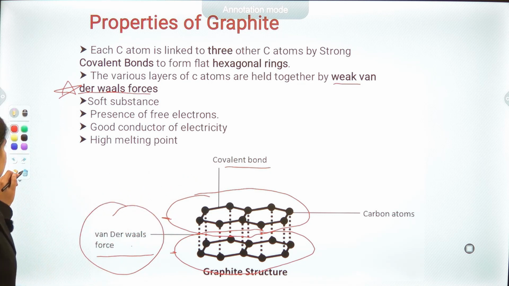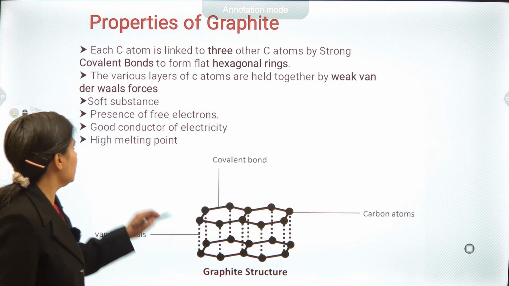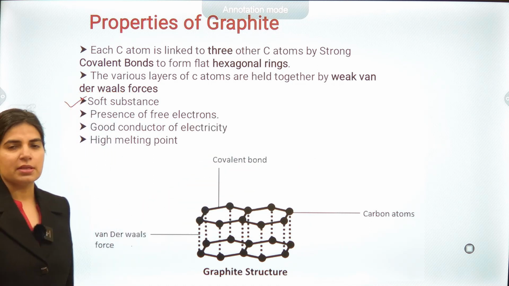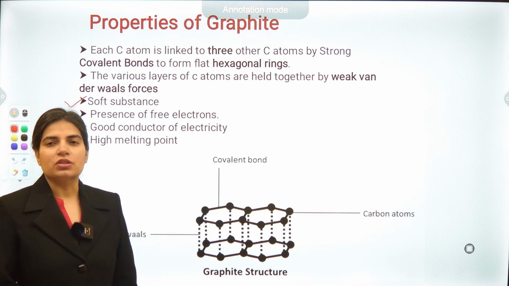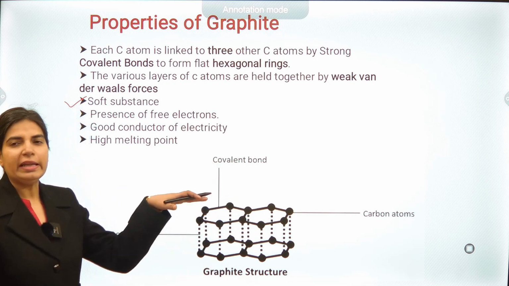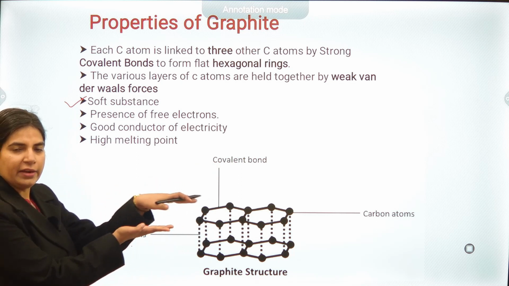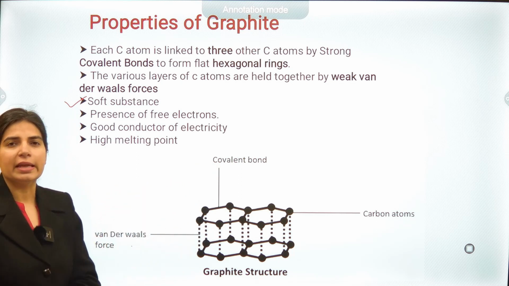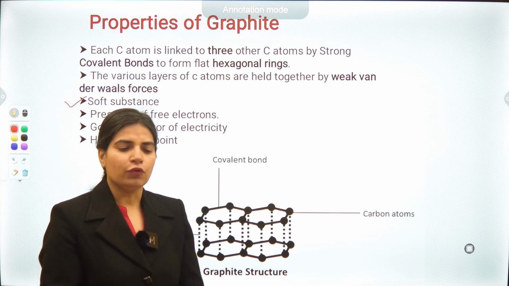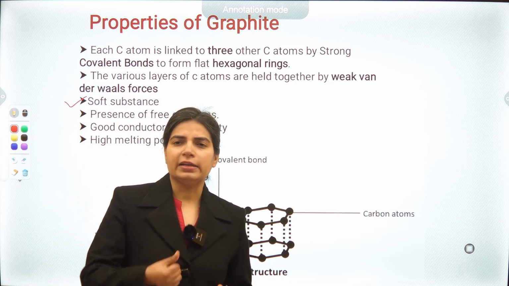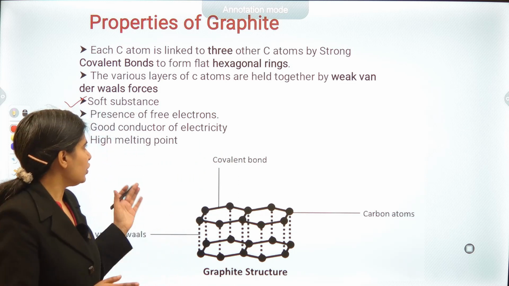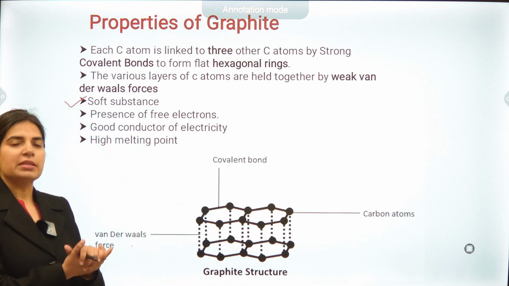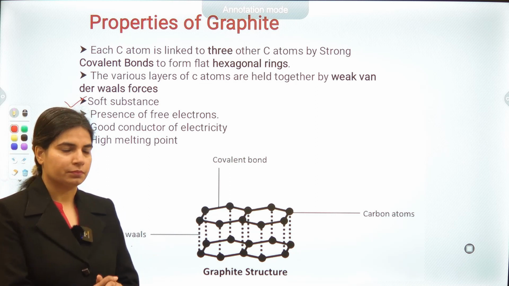The next point is graphite is a soft substance. We have just discussed that in graphite, one layer is able to slip over the other layer. So what does it indicate? It indicates that if we try to push the graphite, there may be some movement, which indicates the substance is soft.